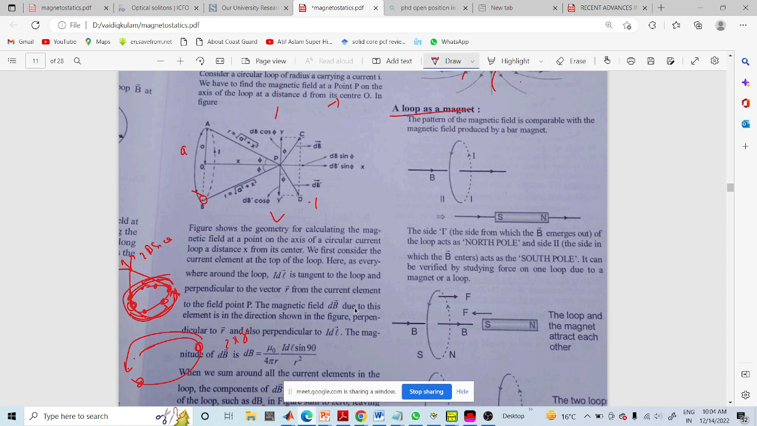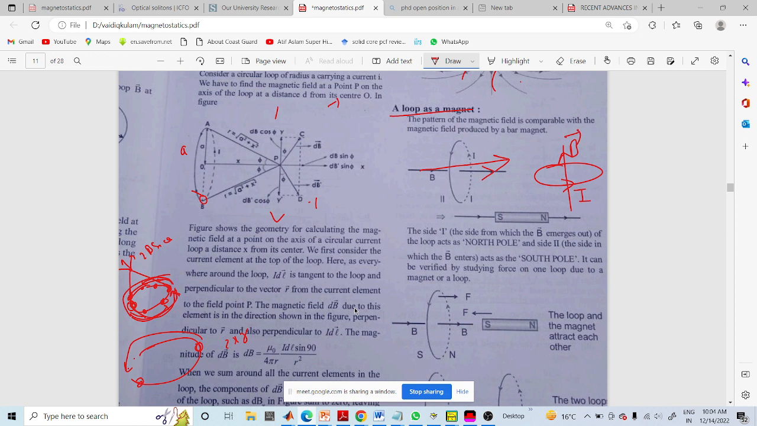A loop as a magnet, right? We have a loop and it will act as a magnet. Look here, this is a loop in which current is flowing, right? Because of this current in this loop, there is a production of magnetic field, right? So if we have a loop and current is flowing in it, a magnetic field is induced here.